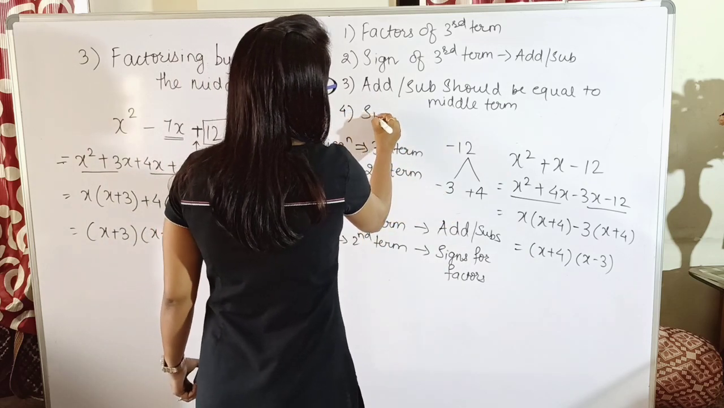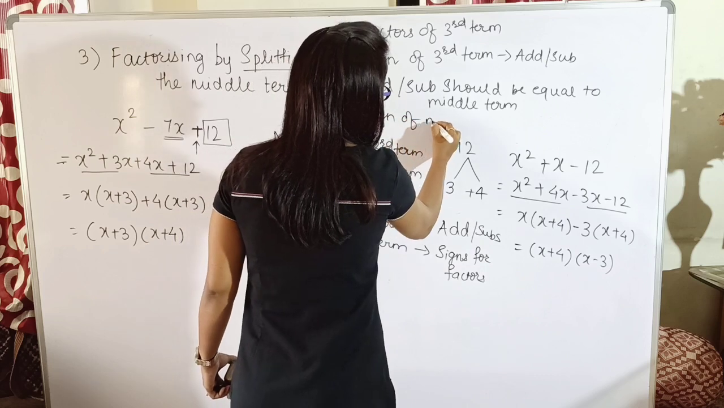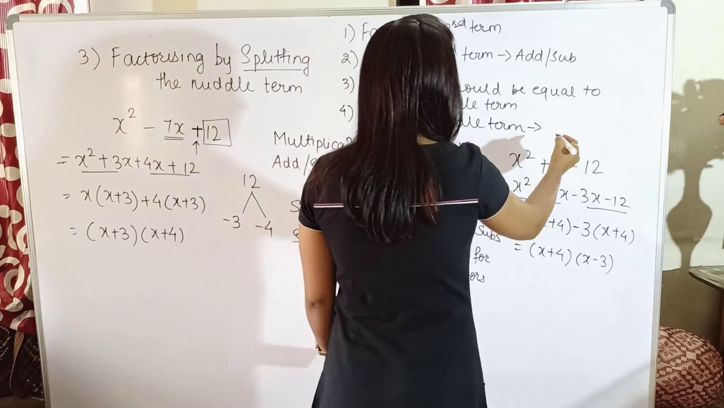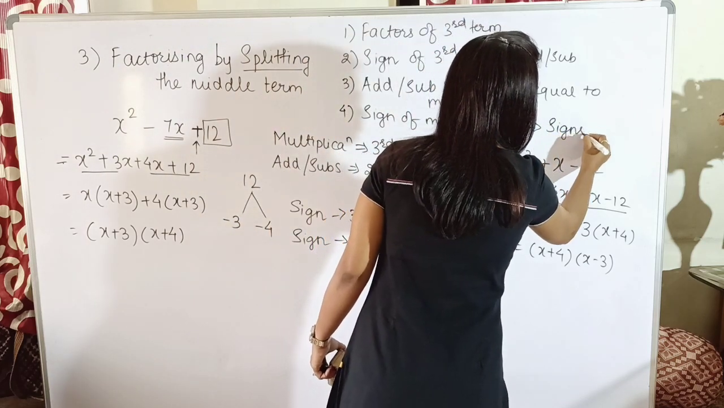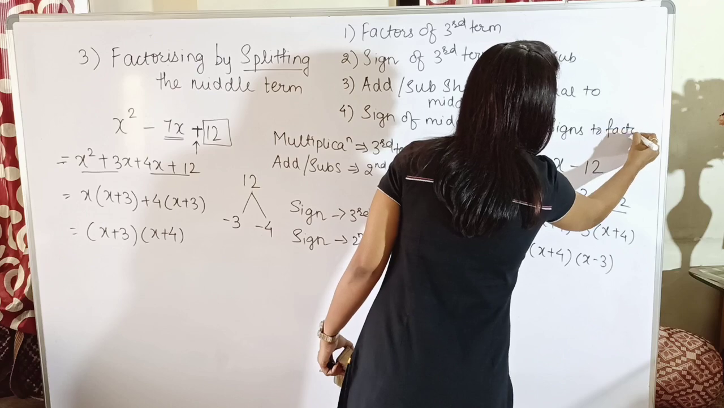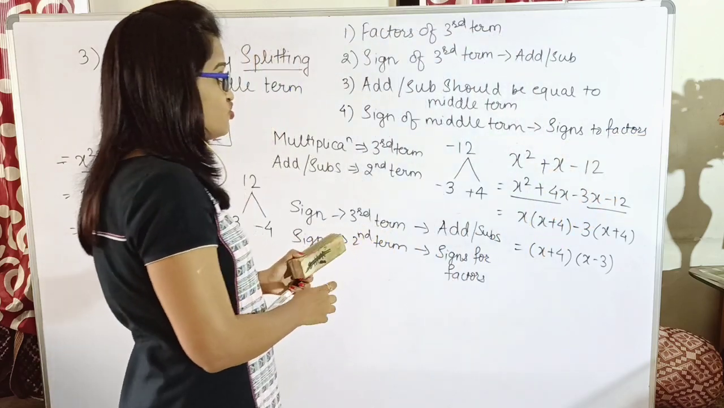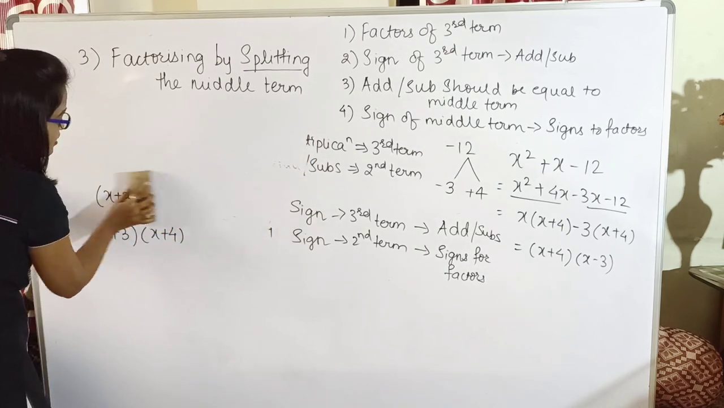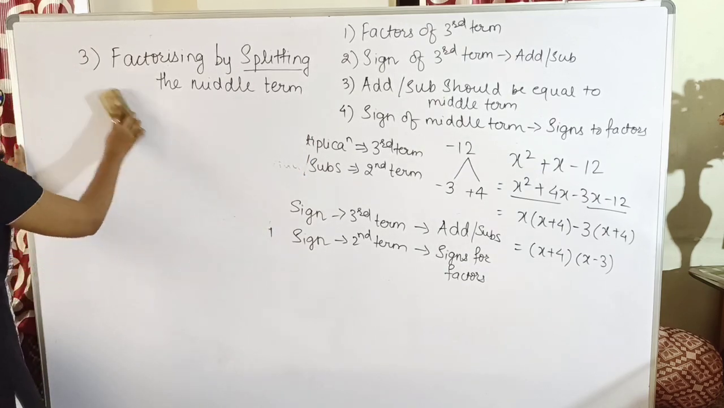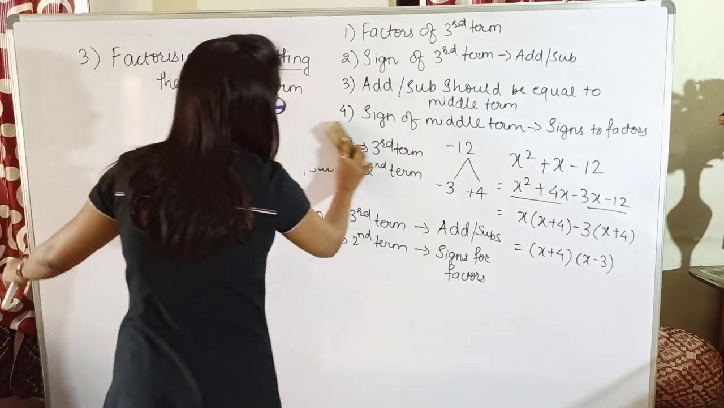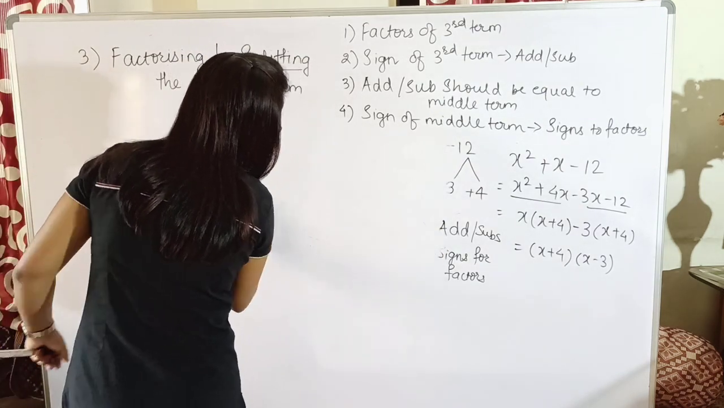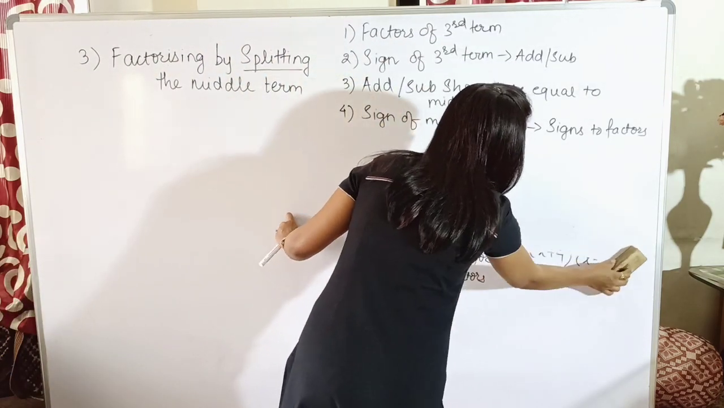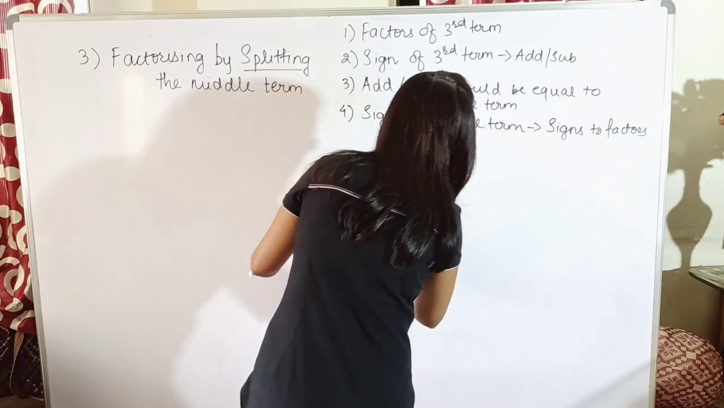And fourth step, the sign of the middle term tells you what sign should be given to the factors. So these are the steps which have to be followed whenever you are making use of the splitting the middle term method. The splitting the middle term method and the identity x plus a in one bracket and x plus b in one bracket are pretty much the same. As you can see, the middle term is a plus b, whereas the last term is a into b. That's why I have told you that the identity is comparable to that.